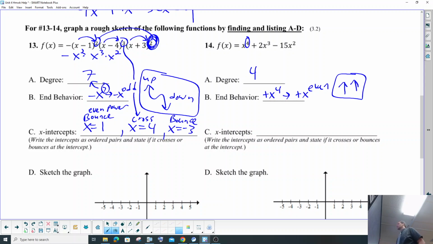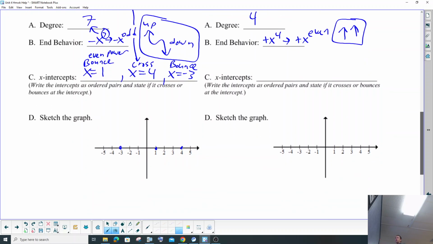Nice. So then we have x-intercepts at 1, 4, and negative 3. Good. Awesome. State as ordered pairs. So I guess that's 1, 0, and 4, 0, and negative 3, 0, as ordered pairs. Cool. So then our end behavior is up and then down. Good. Pause me. Try it on your own.